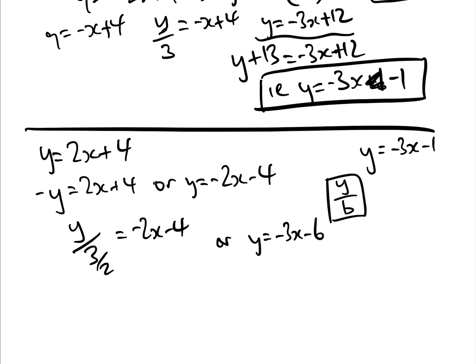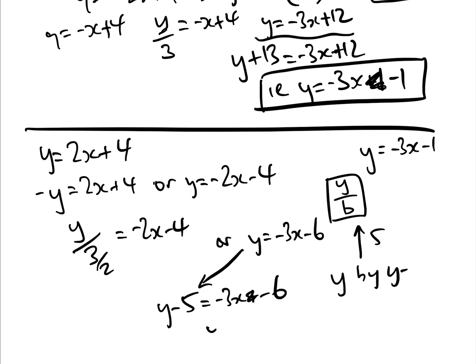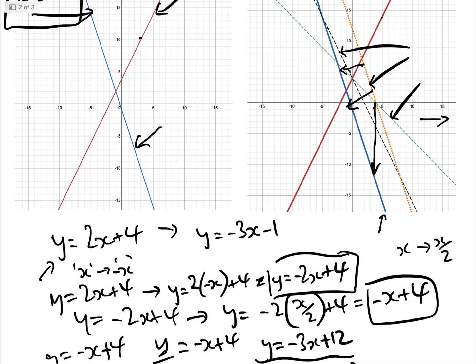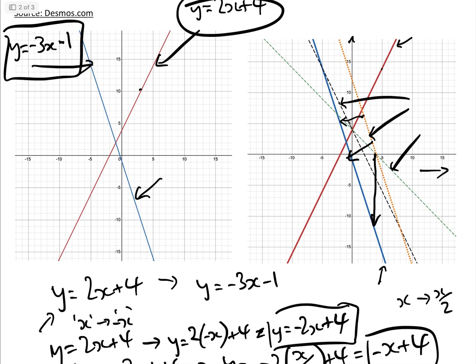And then thirdly, we would have to translate up by 5, and when we translate up, we replace y by y minus whatever we translated up by, and so therefore it would be y minus 5. That one would be y minus 5 equals minus 3x minus 6, i.e. y equals minus 3x minus 1. That is a second method of transforming this line here to that line there.